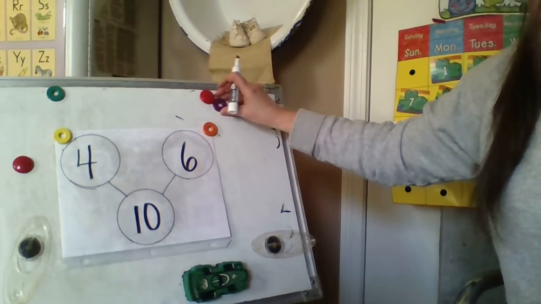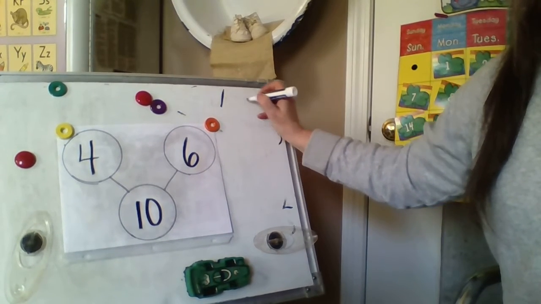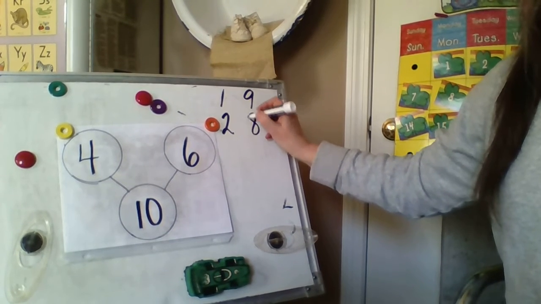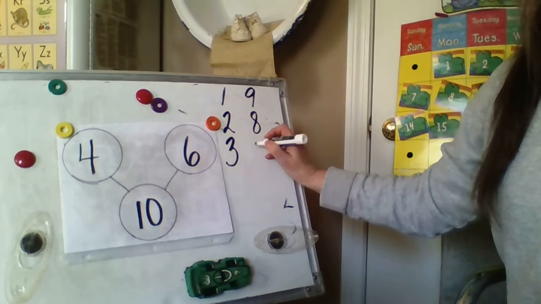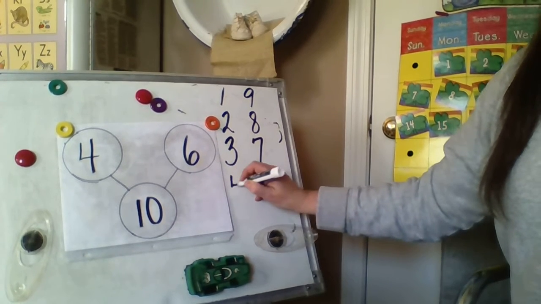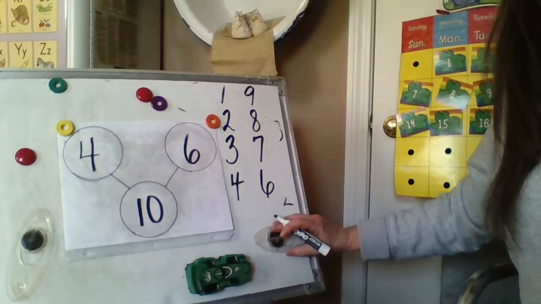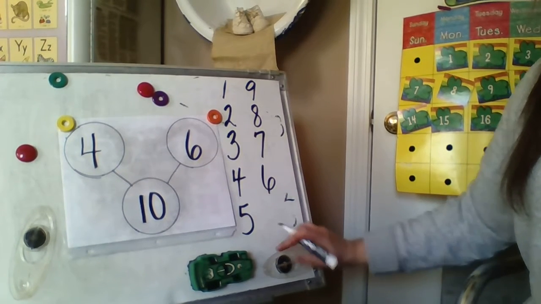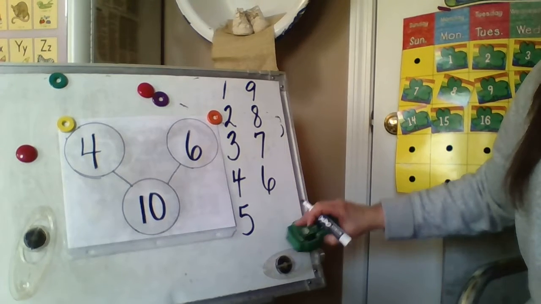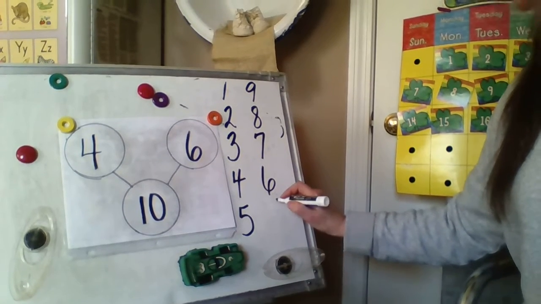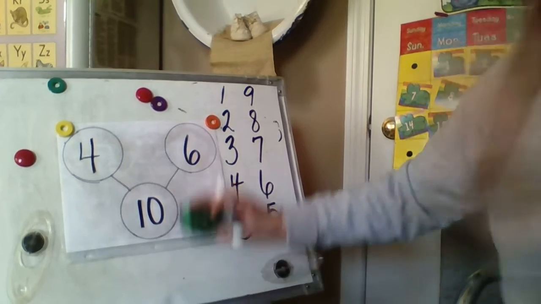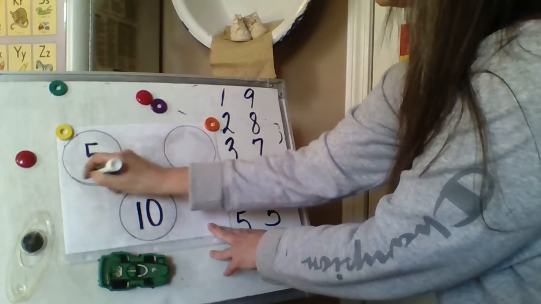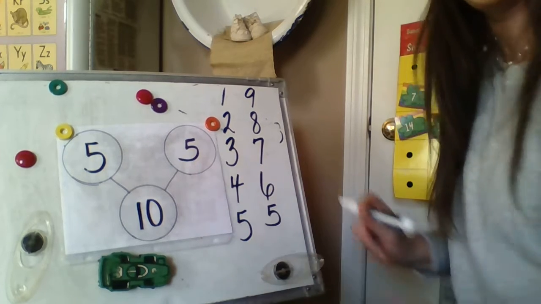So our number pairs, 1 and 9, 2 and 8, 3 and 7, 4 and 6. Are you saying them with me? Because I bet some of you know it. And what would go with 5? 5 and 5. That's right. We can fix that right now. 5 plus 5 equals 10.